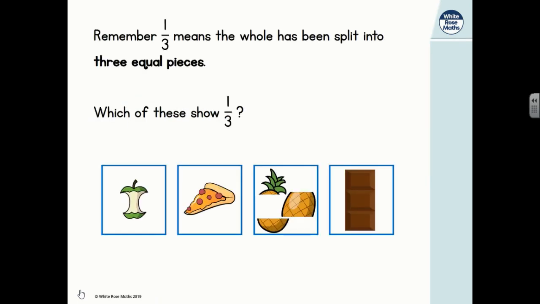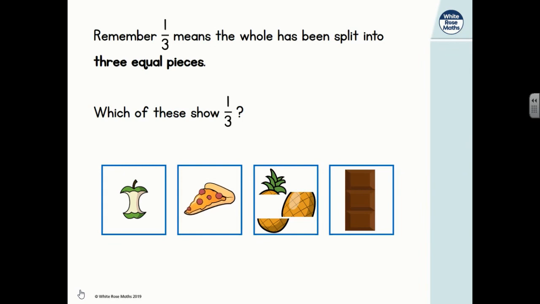Welcome back. How did you get on? Remember, 1/3 means the whole has been split into 3 equal pieces. So have a look at these images. Which of these show 1/3? The first thing to think about is, what's the whole? And in our first example, the apple core is the whole. Can I see 1/3? No.